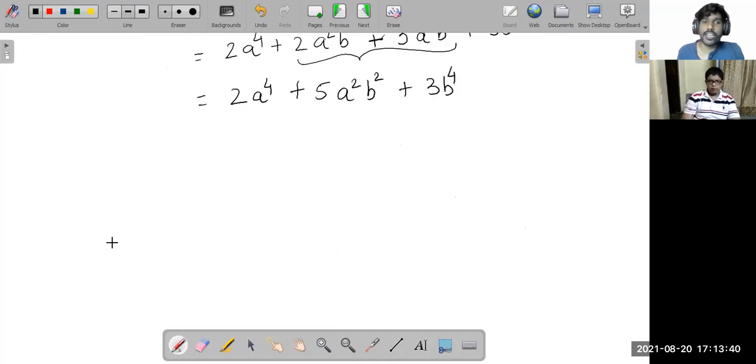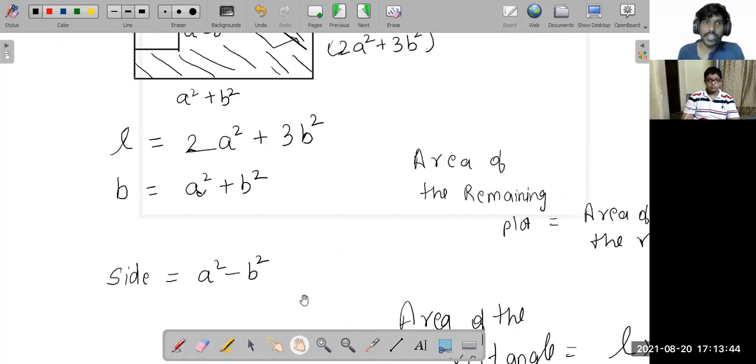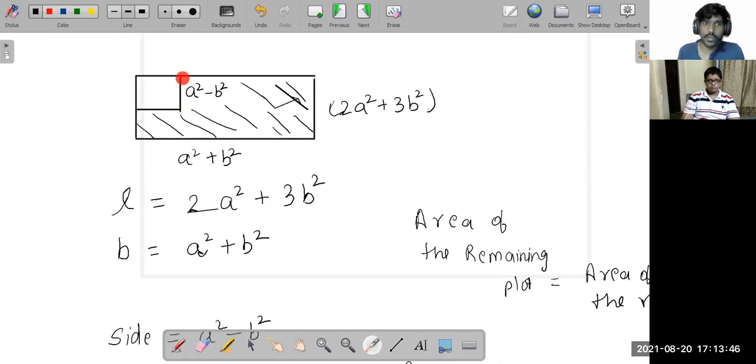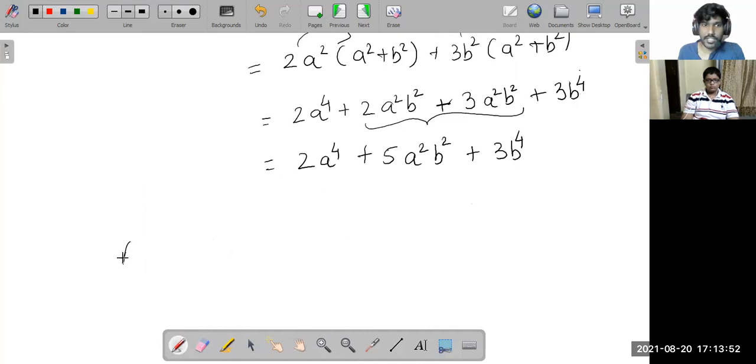Now let's find out the area of that square. So we found out the area of this entire rectangle. Now let's find out the area of this portion, the square. So let me do it. What is the formula for the area of a square?